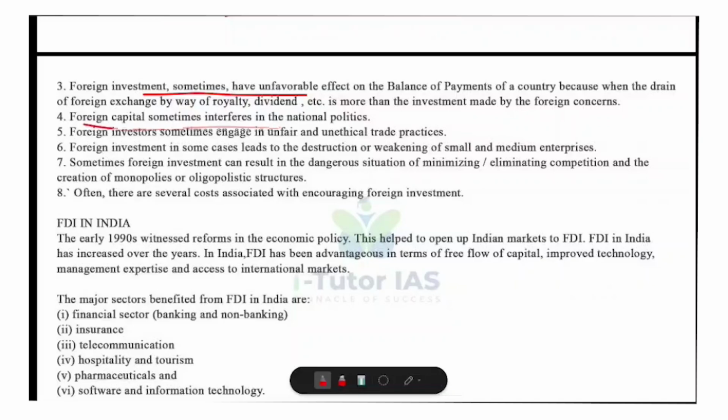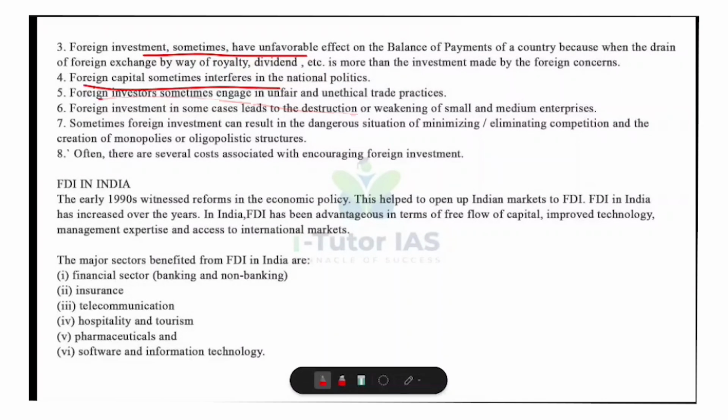Fourth one, political interference. In some cases, foreign investors may influence national policies to protect their interest. Fifth one, unfair trade practices. That means foreign firms might engage in monopolistic or unethical practices, harming local competitors and consumers. Sixth one, harm to small and medium enterprises, that is SMEs. What is meant by that? Local SMEs may be weakened or even destroyed due to competition from well-funded foreign firms.